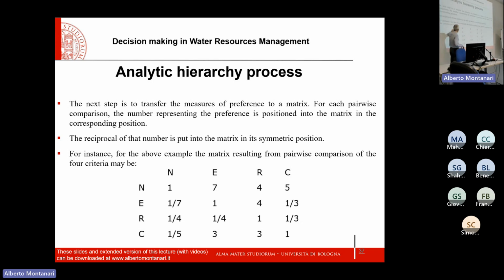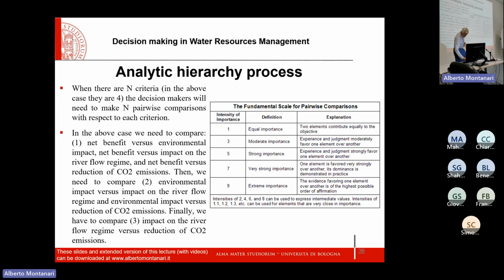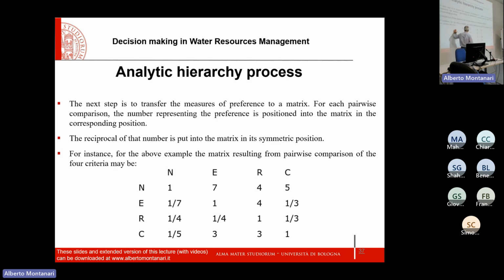Perfect. Net benefit against environmental impact, I gave a score of 7, which means very strong importance, okay? And then net benefit with respect to river flow regime, I gave a score of 4, which is between moderate and strong importance. And then net benefit with respect to the CO2 emissions. Again, the net benefit is more important, okay?